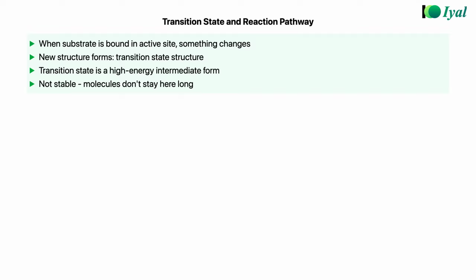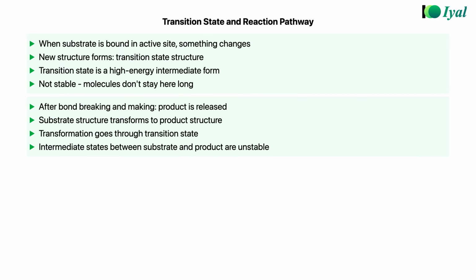It forms what we call a transition state structure. This is a special, high-energy form of the substrate, kind of like the maximum distortion the molecule goes through. The enzyme then breaks and forms bonds. The substrate structure transforms into the product structure. The pathway from substrate to product must go through that transition state.